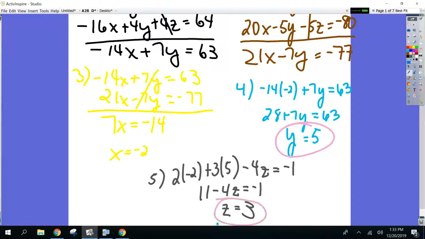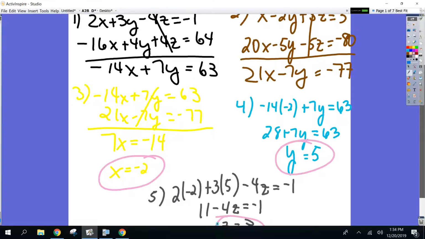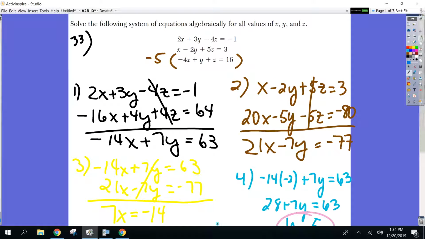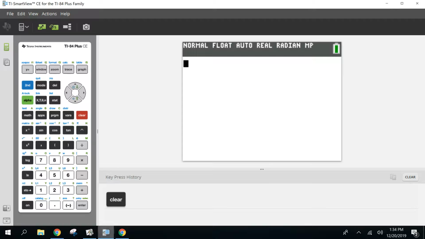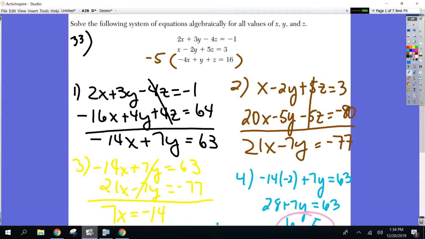And do you guys know how long you must stay in 4 weeks? 2 hours. Why do I tell you that? Because now you can take x, y, and z and use our good old store button to see if they equal -1, 3, and 16.